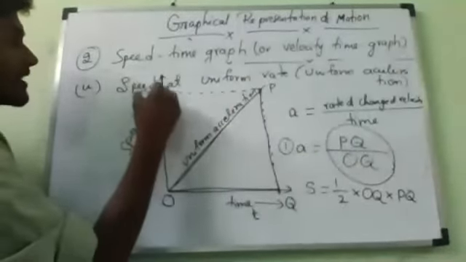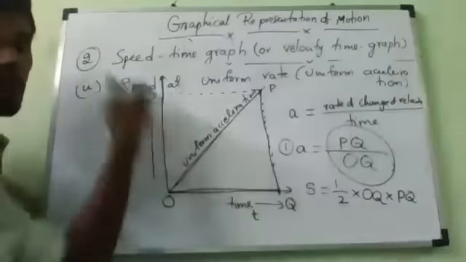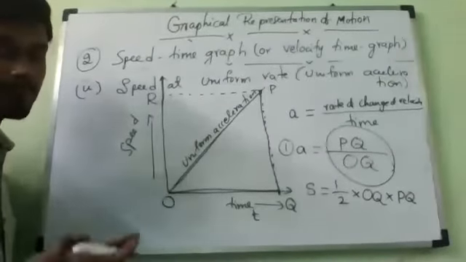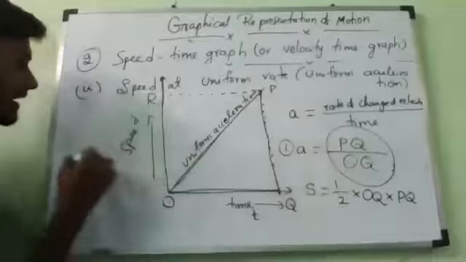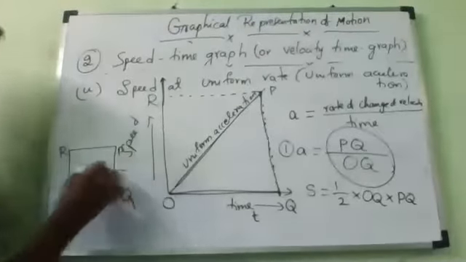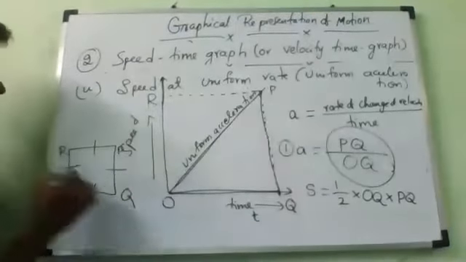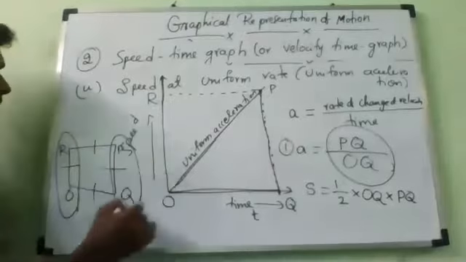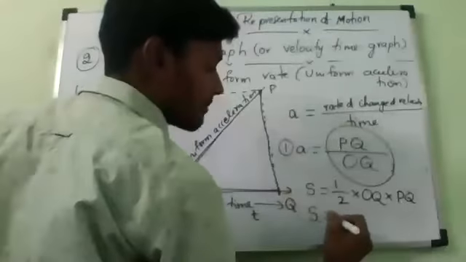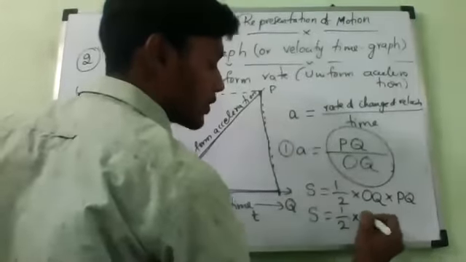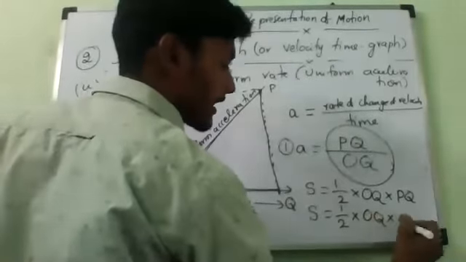Both are parallel. Let me imagine this is R. So PQ is equal to what? They are parallel sides. This is OR and this is PQ. So now PQ is equal to OR. In the same way, OR equals PR. So distance traveled by a body is equal to 1/2 into OQ into OR.